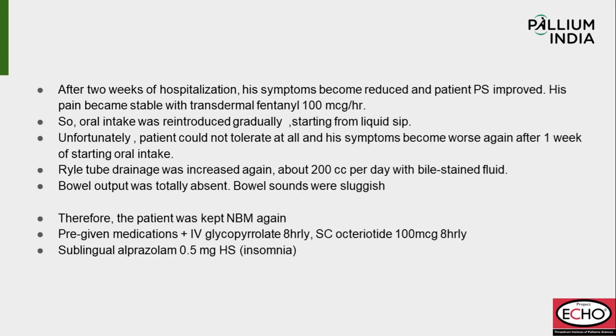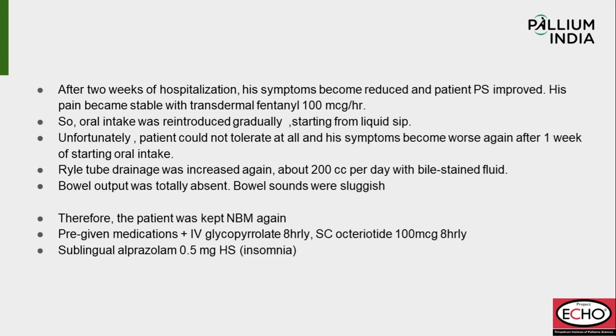After 2 weeks of hospitalization with this conservative management, his symptoms became reduced and patient performance improved. His pain became stable with transdermal fentanyl 900 microgram per hour. So we introduced oral intake gradually, starting from liquid sips. But unfortunately, the patient could not tolerate the oral intake at all. And after 1 week of starting oral intake, his symptoms became worse again.